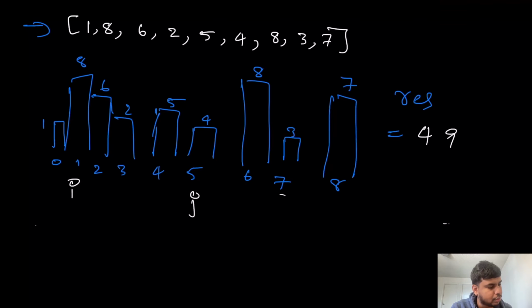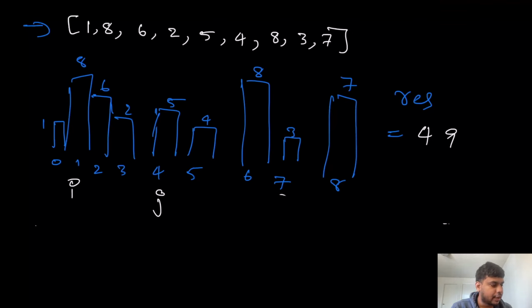So we have 4 and 8 here. Minimum is 4. What is the difference? 5 minus 1 is 4. 16, again less than 49. We won't update the result. So which is the lesser height? 4. So move this J.